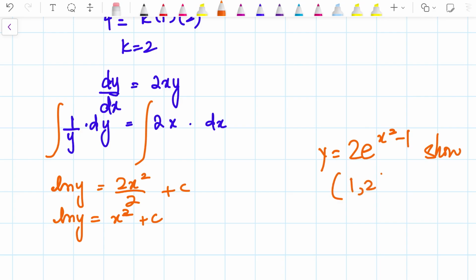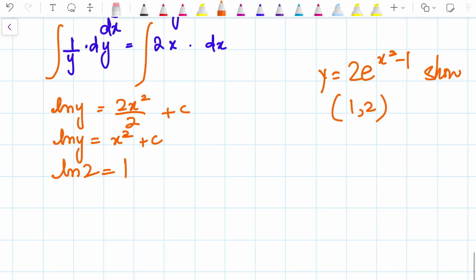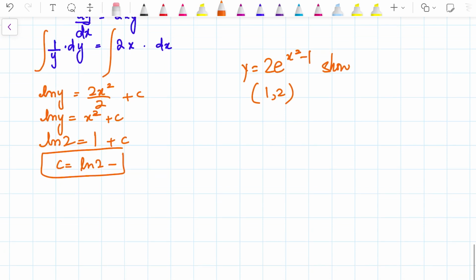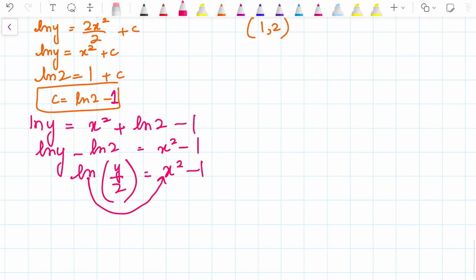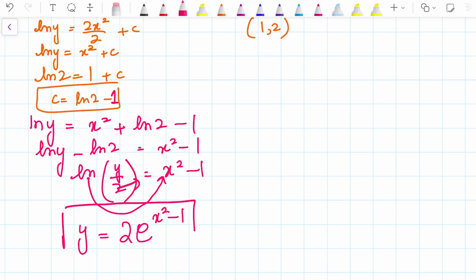And we know the point is 1 comma 2. Let's input it, ln 2. Now it becomes ln y equals x square plus ln 2 minus 1. So I said take ln terms on one side. Take ln common out, y divided by 2 because a minus sign changes into division. Ln goes on the other side, becomes e. This 2 goes on the other side and cross multiplies. That's going to be my answer. We have proven it. Another question.